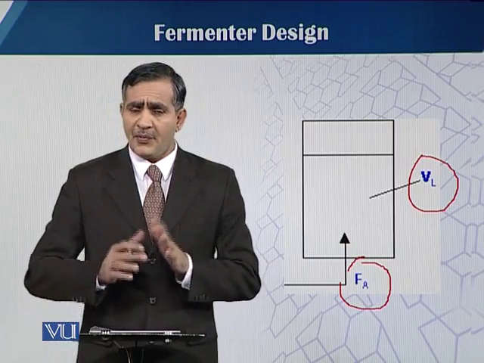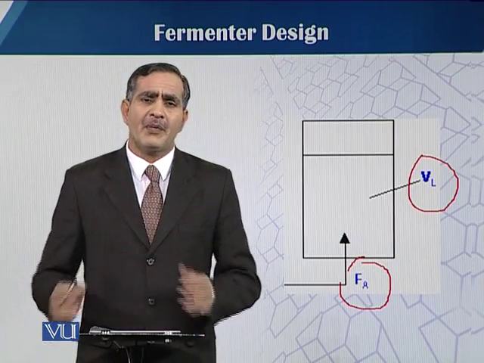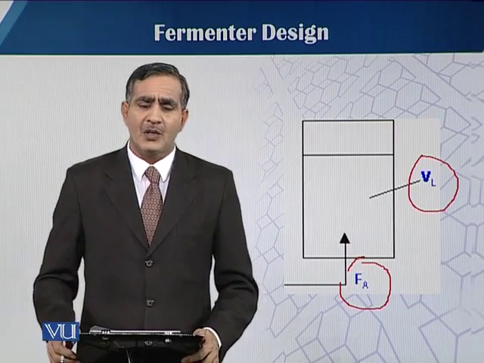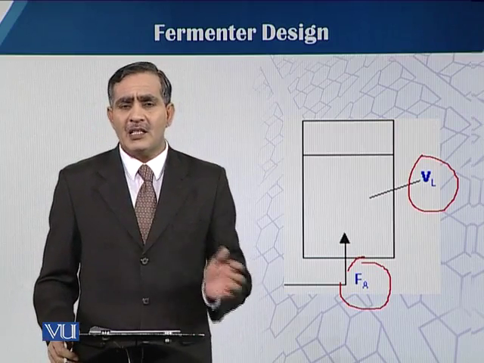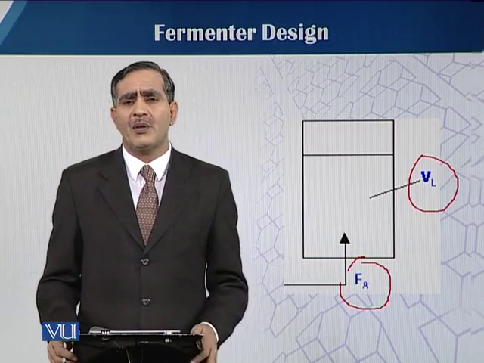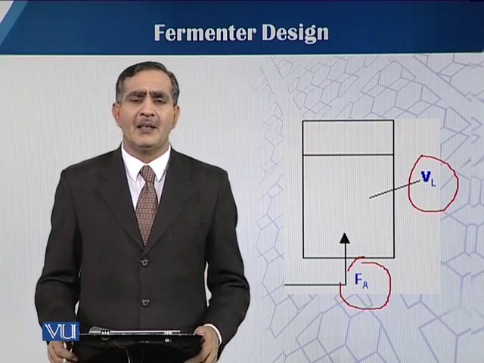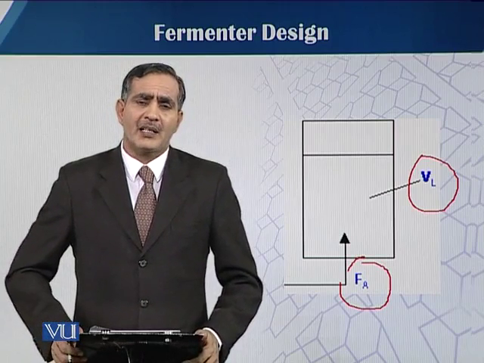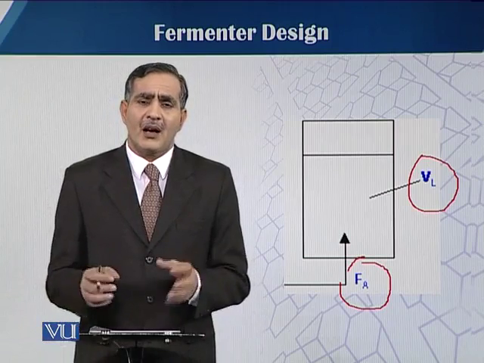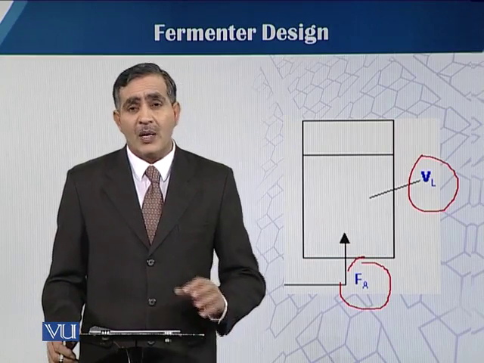Different modern fermenters are coupled with cascade systems. So we can maintain the dissolved oxygen by increasing or decreasing the flow rate, or by increasing or decreasing the impeller speed. By using the cascade system, we can control the dissolved oxygen in any fermentation process, which is very critical.